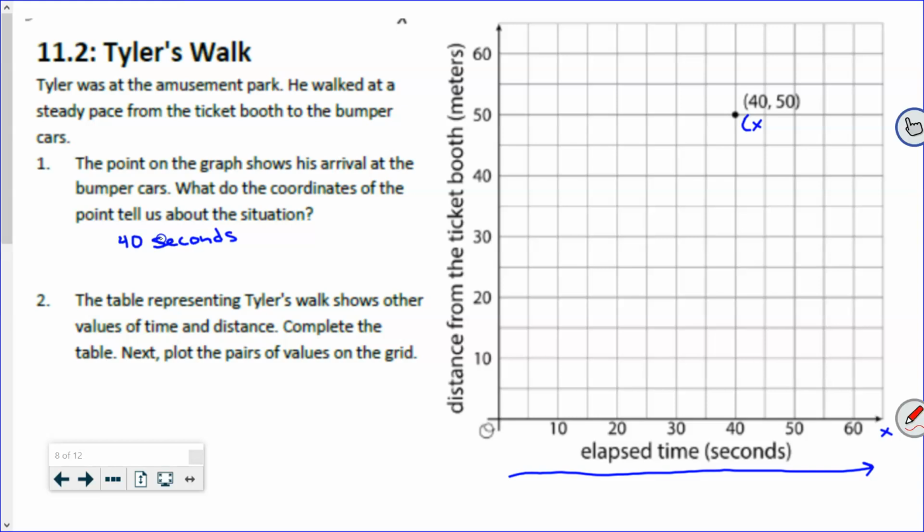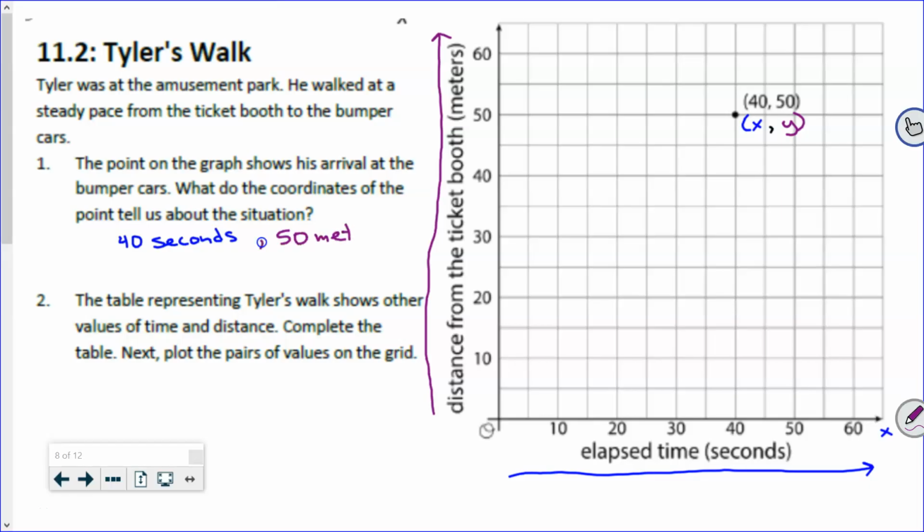Now let's focus on the 50. What does the 50 right here tell us? Thank you, all these brave souls. Dakota. How many meters away he is. Again, that's beautiful. Here we have our 50. Oops, that should be Y. If we look at that 50, we're up 50. This here, our Y value, is our second coordinate measuring how far up we are, or in this case, the distance from the ticket booth measured in meters. So that 50 is meters.